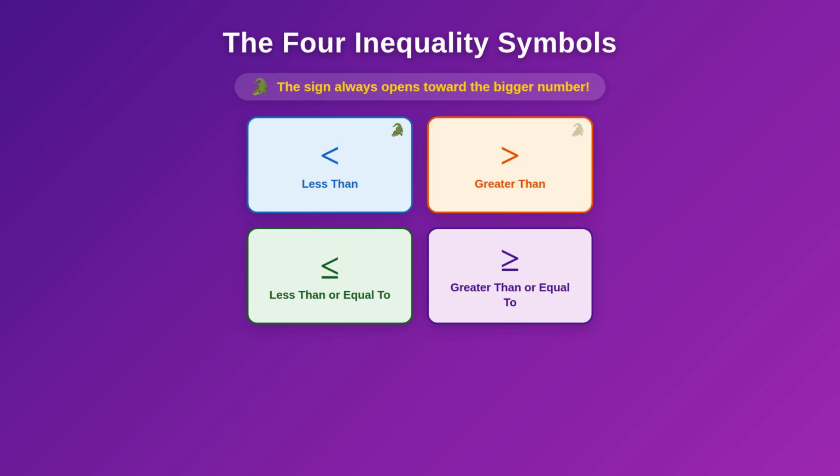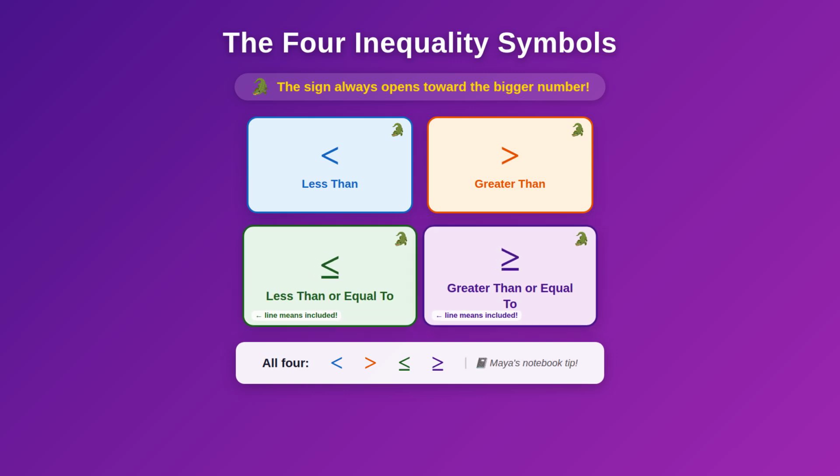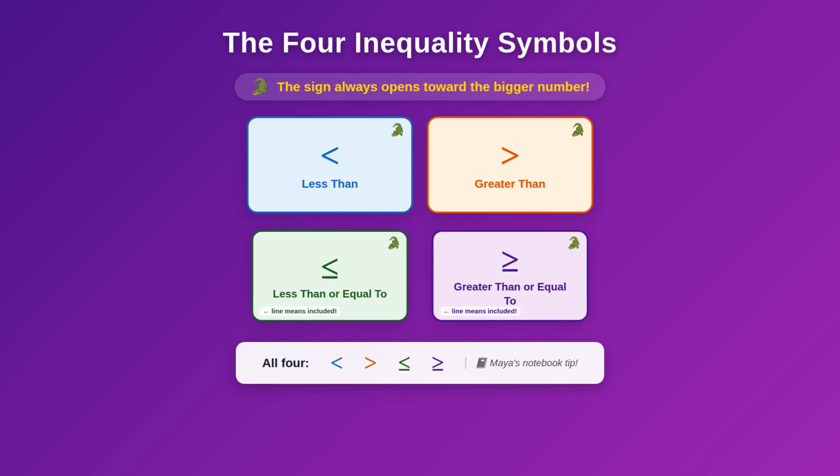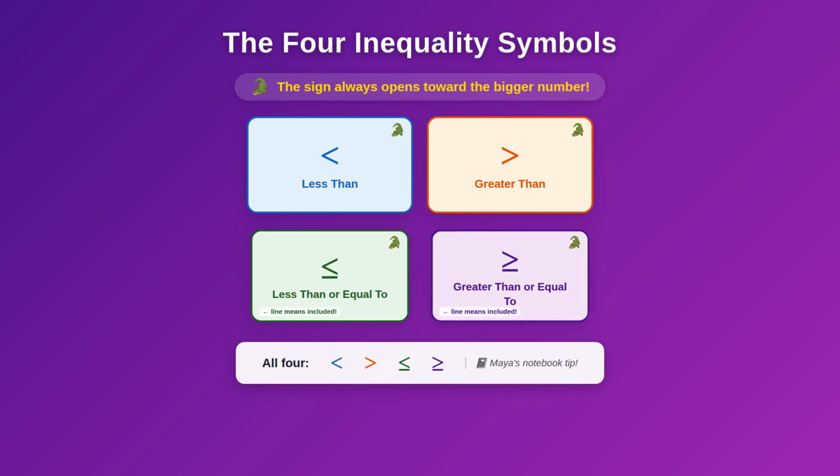Before we graph anything, let's learn our 4 symbols. Think of the inequality sign like a hungry alligator. It always opens toward the bigger number. Less than, greater than, less than or equal to, and greater than or equal to. That little line under the less than or greater than symbol means the number itself is included. That detail is going to matter a lot when we draw on our number line. Maya wrote these in her notebook. You might want to too.